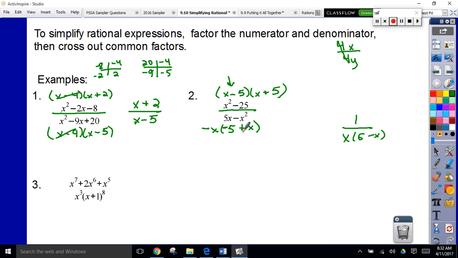And we could rewrite this as -x times x minus 5. This is exactly the same as this, so we'll cross that one off. Now we have two common factors that we can cancel, x minus 5, x minus 5. So this one ends up being x plus 5 over negative x.